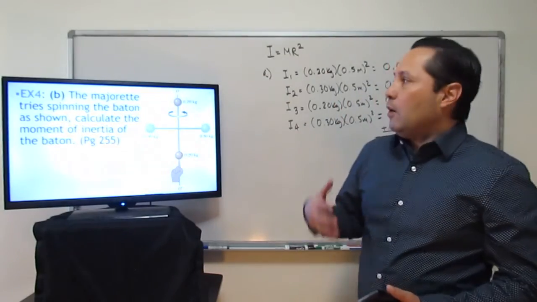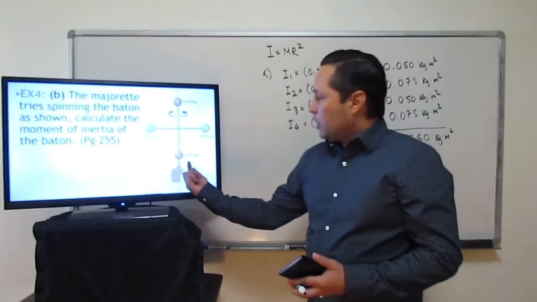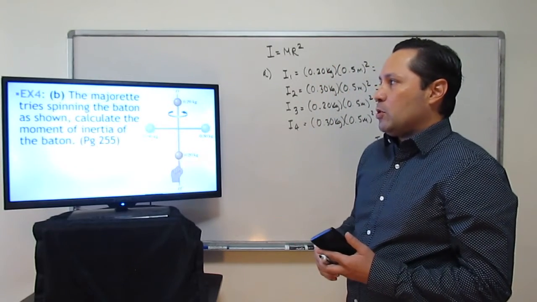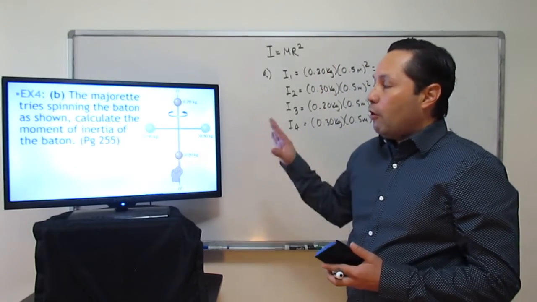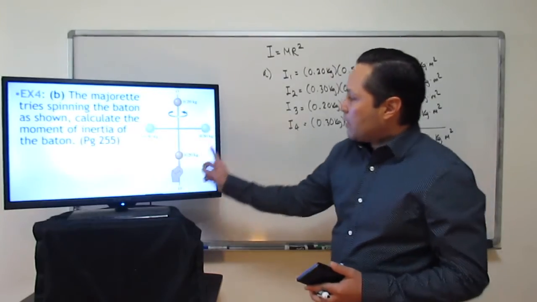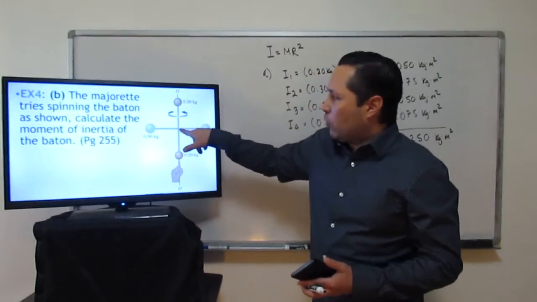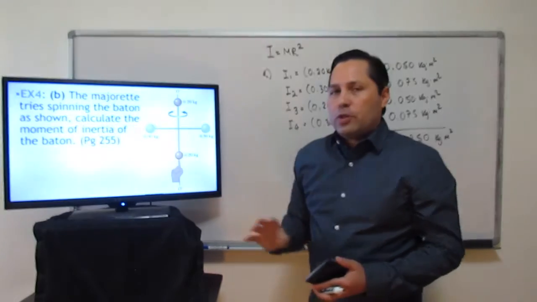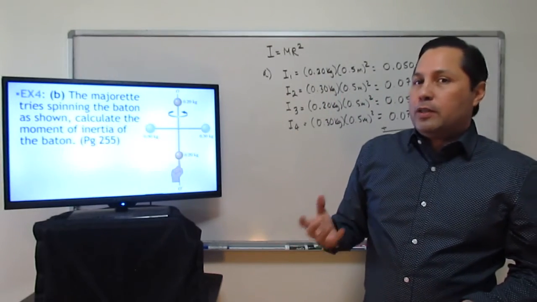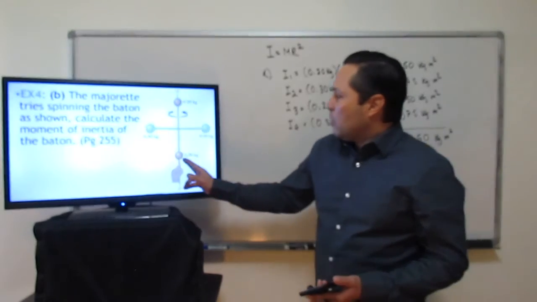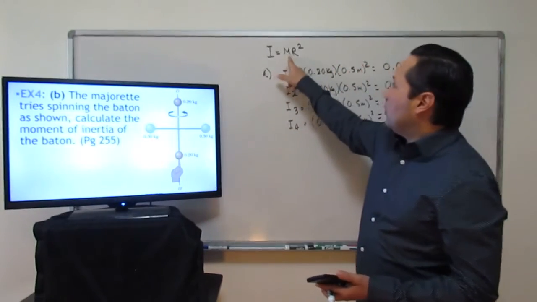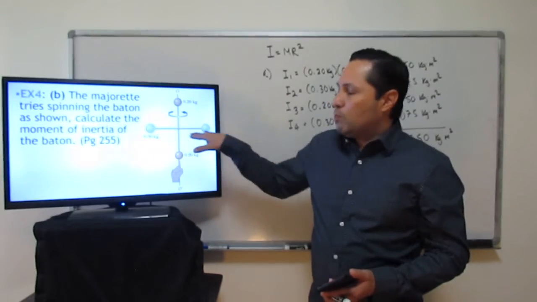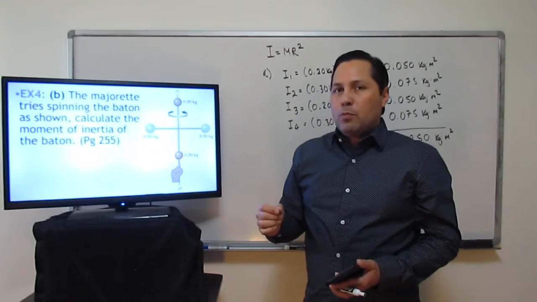In this scenario, the majorette is holding it from one end. So the majorette is spinning, trying spinning the baton as shown. Calculate the moment of inertia of the baton. Now the axis of rotation is here rather than before where we went through the center. All right, so now the orange spheres are no longer part of the formula. And the reason why is because, although they still have a mass, they no longer have a radius because they're right on the axis of rotation. So therefore, only the blue spheres are really used to figure out the moment of inertia.